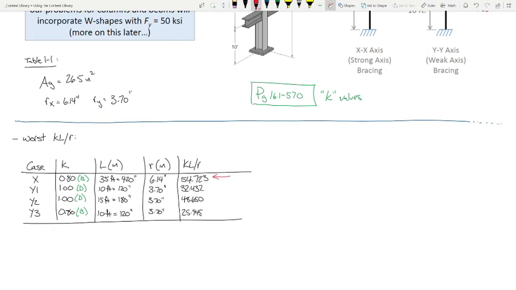So what that tells me is the strong axis governs, and KL over R is 54.723, okay? That strong axis governing, I just want you to keep that in the back of your head. That's kind of important.